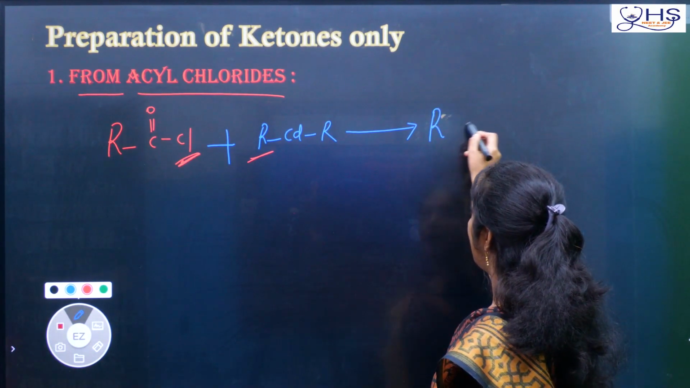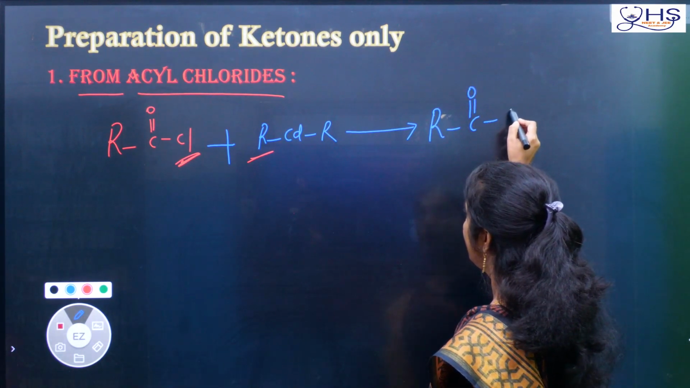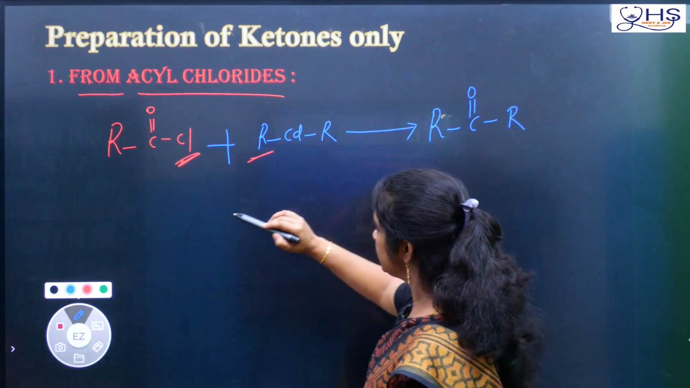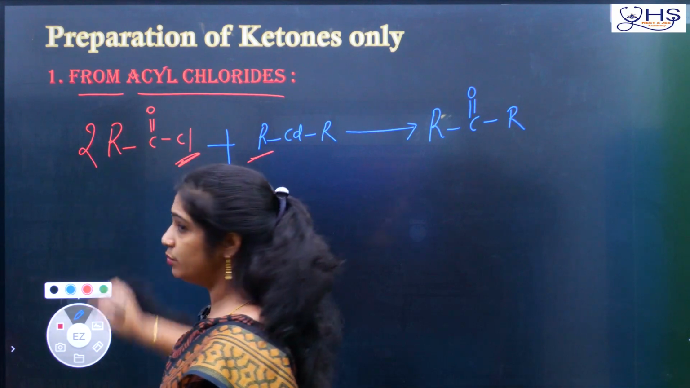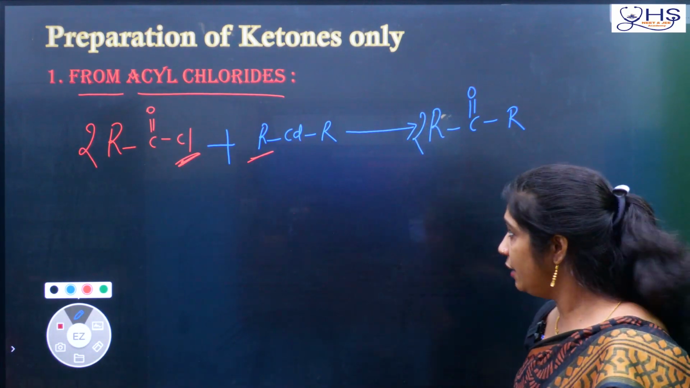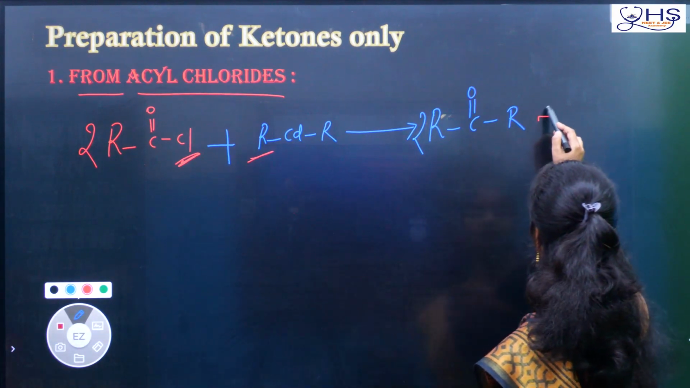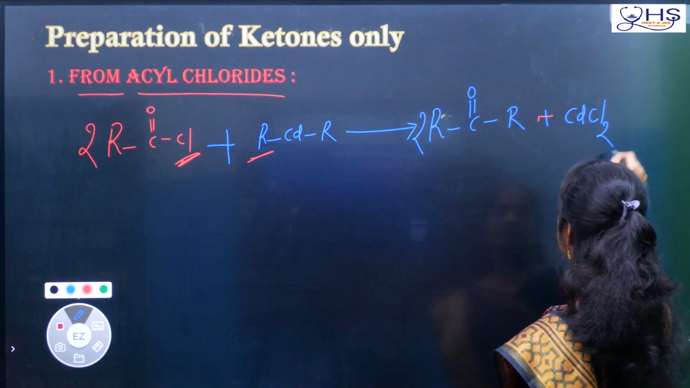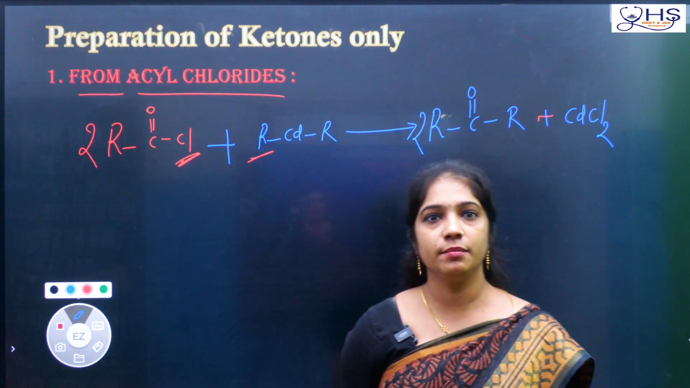So what will we get? R, C double bond O, R. Now you have one more R also, so I am going to take 2 moles. If I am taking 2 moles here, here also we will get 2 moles. Now these 2 chlorine atoms will go with cadmium dichloride.